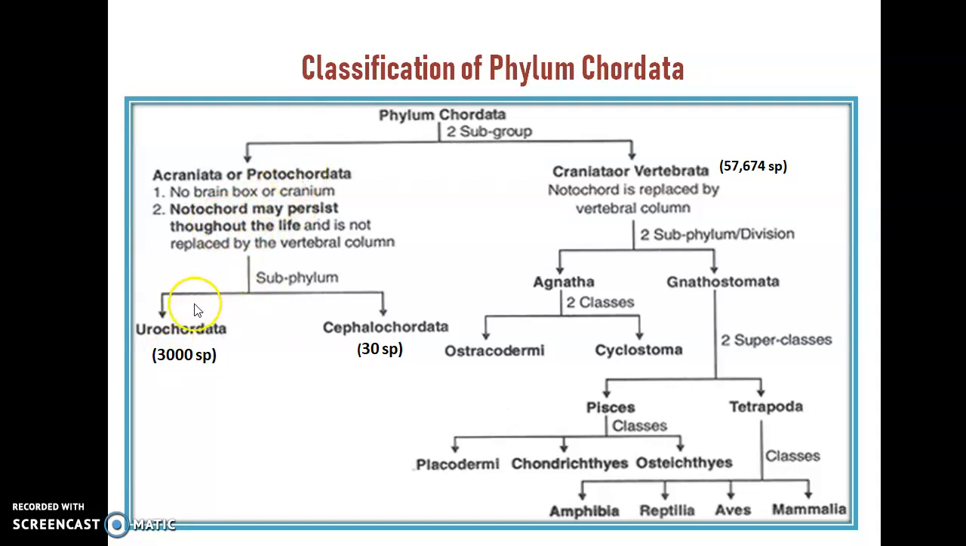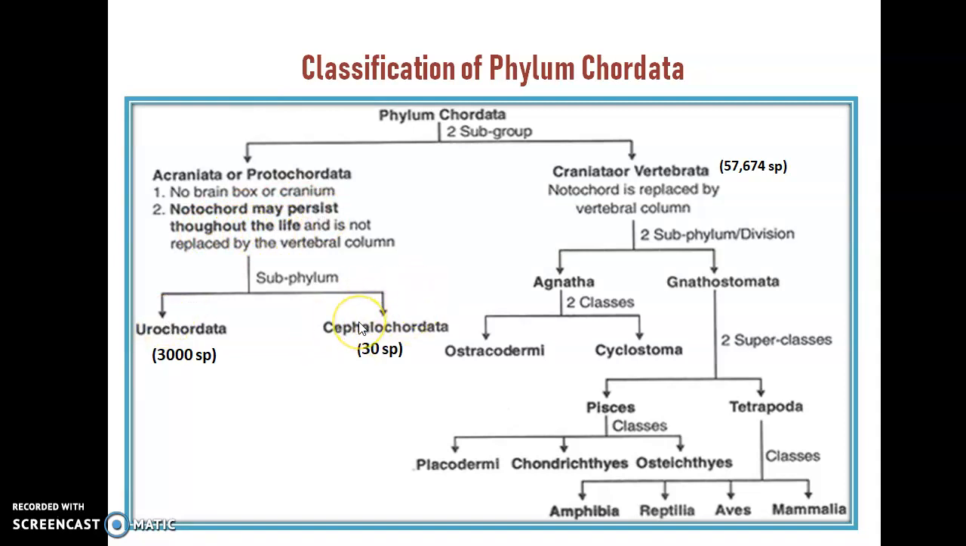Protochordata has been divided into two subphyla, Urochordata and Cephalochordata. Due to the persistence of the notochord, they are categorized under these two categories. In Cephalochordata, the notochord persists throughout their lifetime, for example Amphioxus. While in Urochordata, what is meant by Uro? Uro means tail. In Urochordata, this structure is restricted only to the larval stage, and when it becomes adult, the notochord regresses. So the persistence will be different in different organisms.